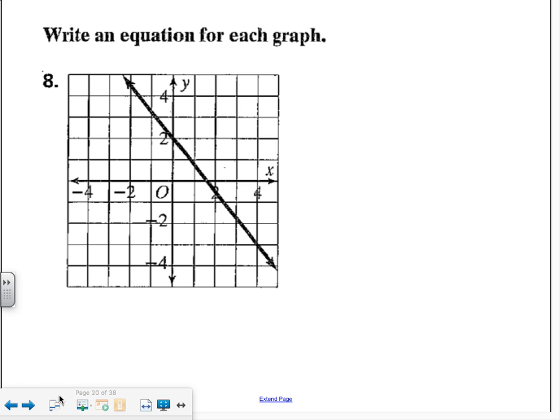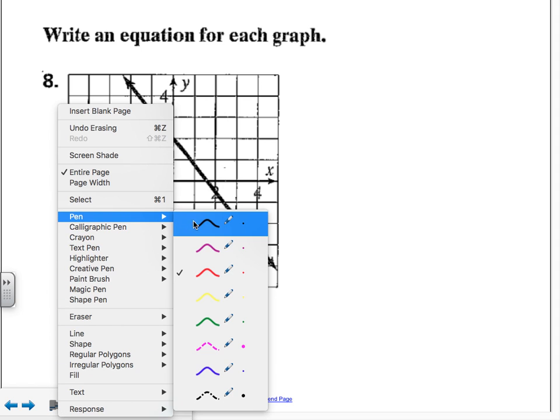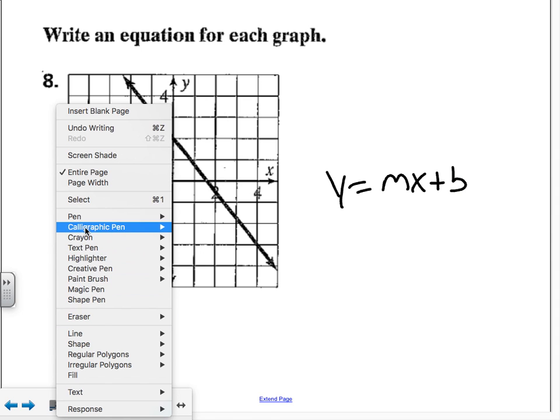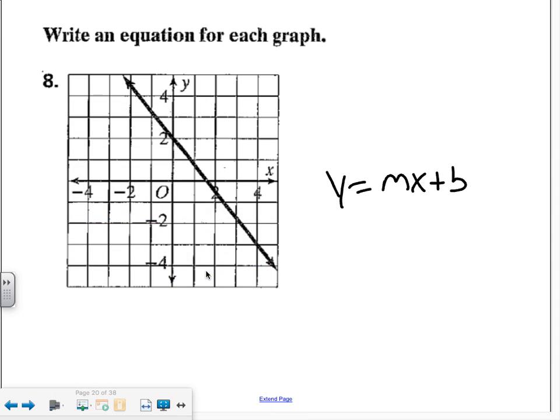Alright guys, part 2 of this video, we want to write the equation from the given graph. So we know it's going to be in the form y equals mx plus b. We need to find both b and m. So if we go up to the y-axis where the line crosses, we see that it's right here. And that point is 0, 2, so we know that b equals 2.